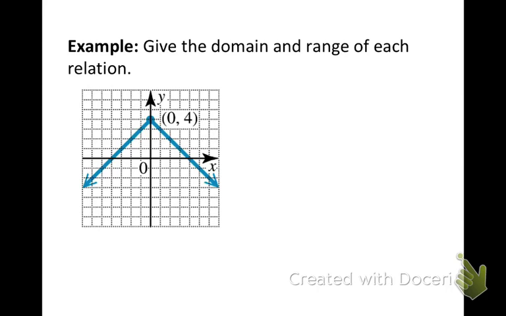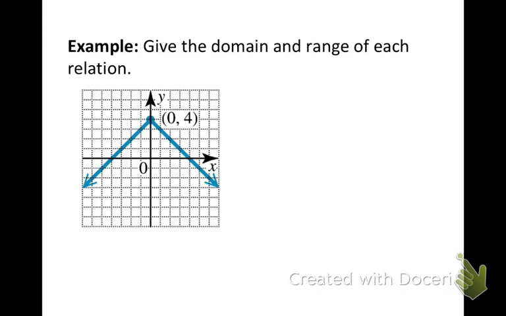So, here we have a graph of a relation. We need to identify the domain and the range. Unlike set notation where I had specific numbers that I could write in set notation, here I have a range of numbers, which means I'm going to have to use interval notation to write my domain and my range.